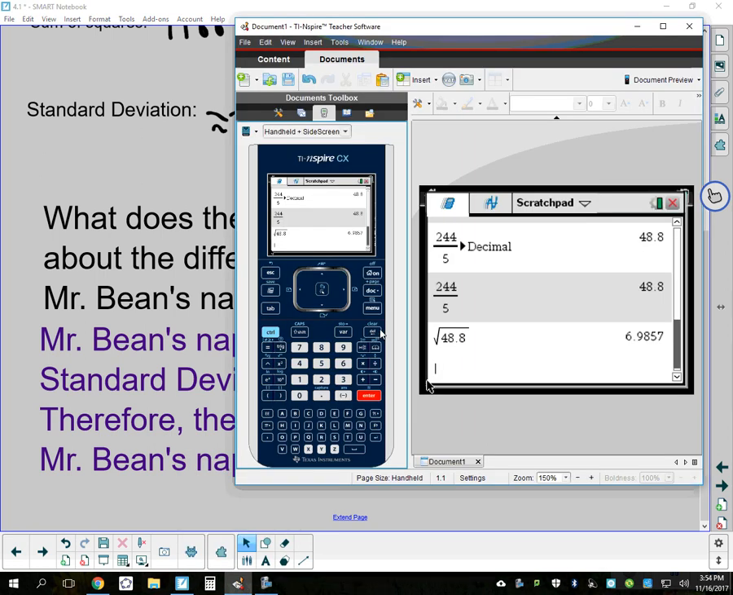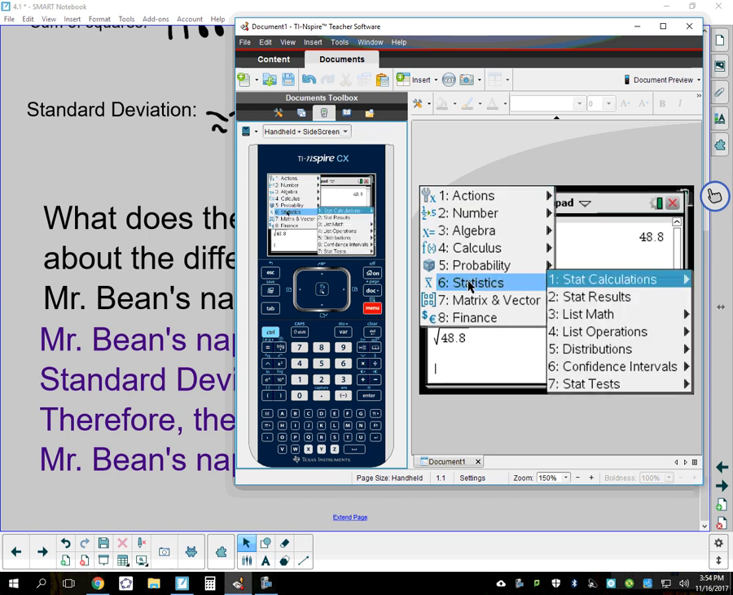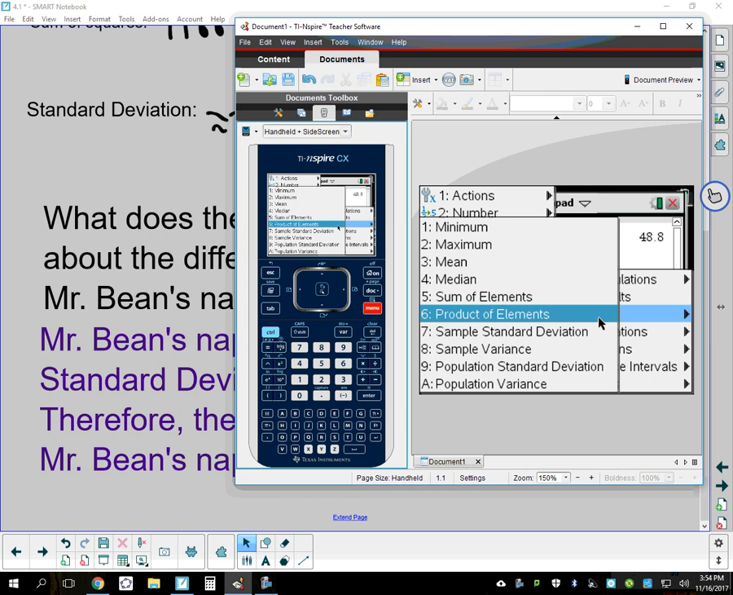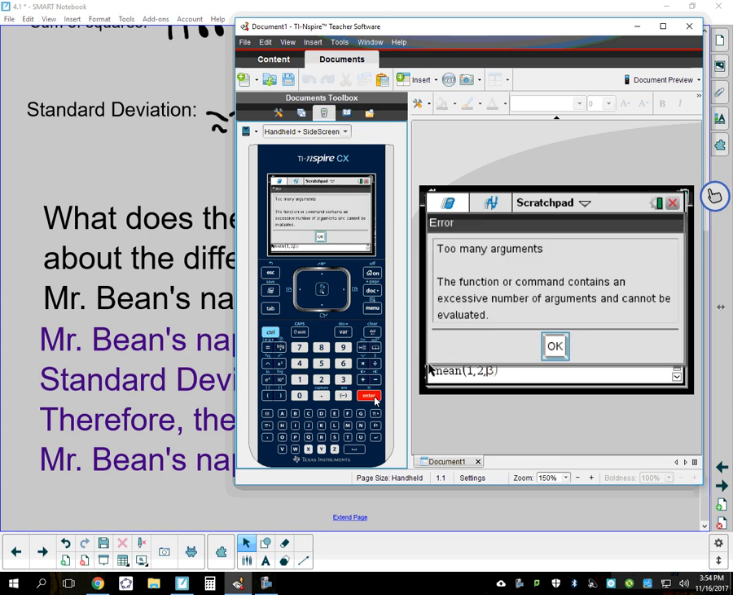So if we are on our calculator, on your calculator screen, menu, statistics, list math, and then this is where you can do mean and median. So if you want to do the mean of some numbers, maybe 1, 2, and 3, you would just hit 1, type a comma, which is right here, 2, comma, and 3. Hit enter.